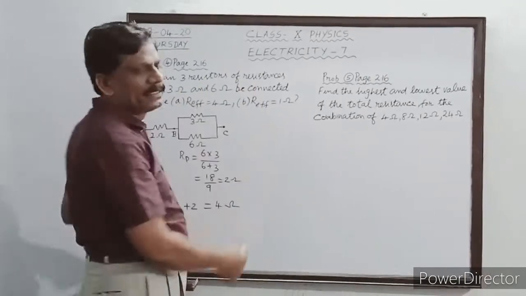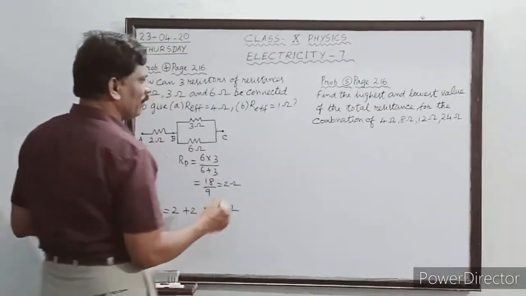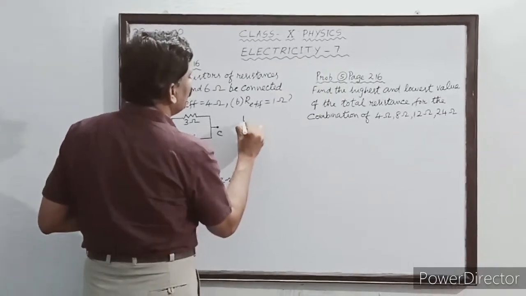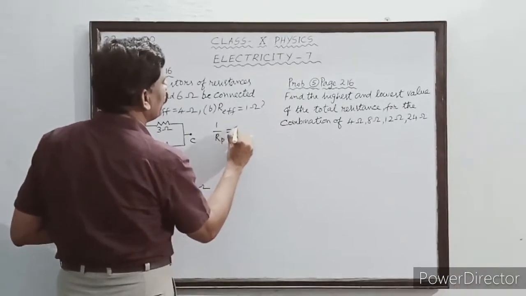Similarly, now all the resistors are connected in parallel. When all of them are connected in parallel, 1 by R parallel will be equal to what?